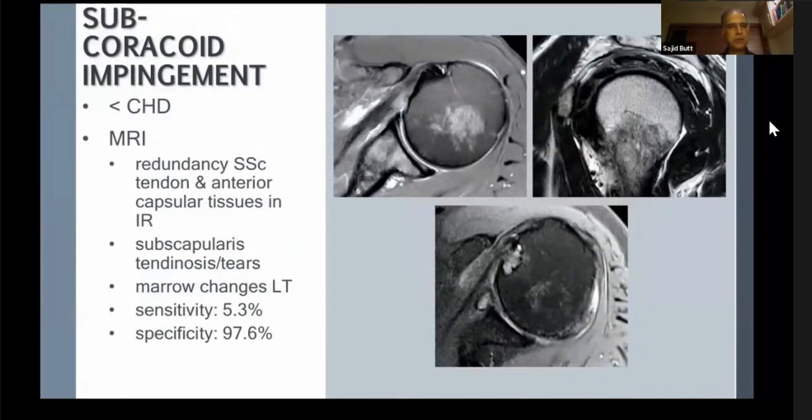Subcoracoid impingement, these are the patients who have got a reduced coracohumeral distance. You've got a redundant subscapularis, excessive thickening and edema present within the tendon, and subchondral changes, all the features of subscapularis tendinopathy.